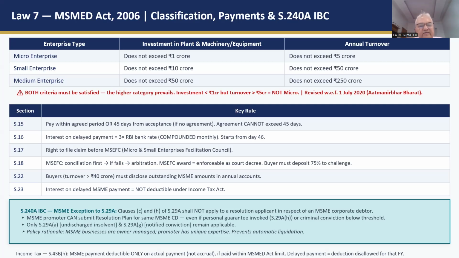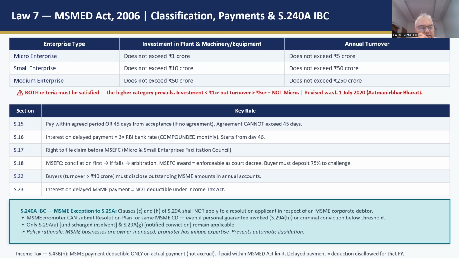Both criteria must be satisfied, and the higher category prevails, right? If investment is less than 1 crore, but turnover is more than 5 crore, then it is not considered as a micro. It will be covered under small, right? So as per our syllabus, these figures are relevant. Although the definition of MSME has undergone changes after this period also, that was in 2025, in budget 2025, so that is not applicable for our syllabus. So we have to remember these figures.